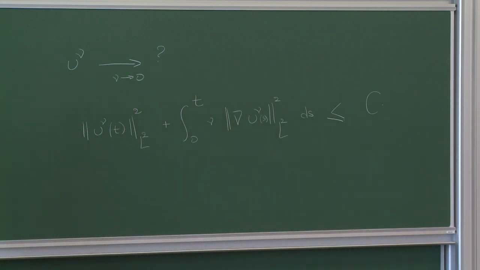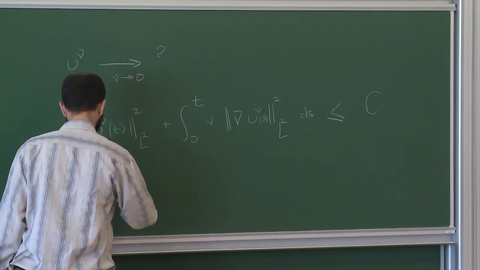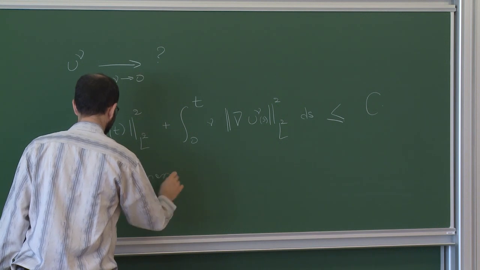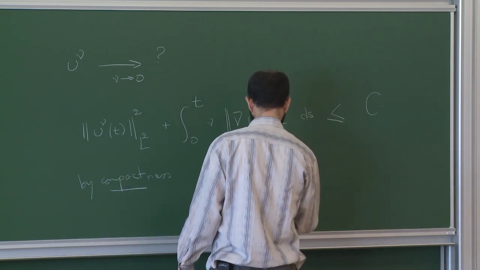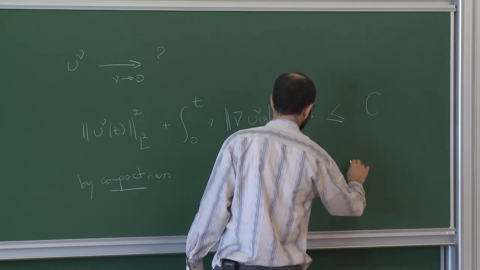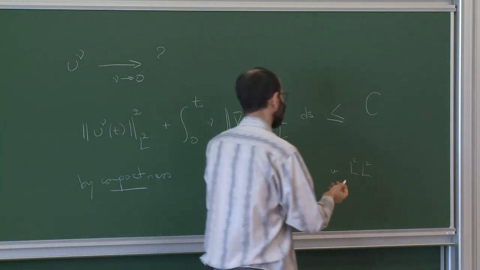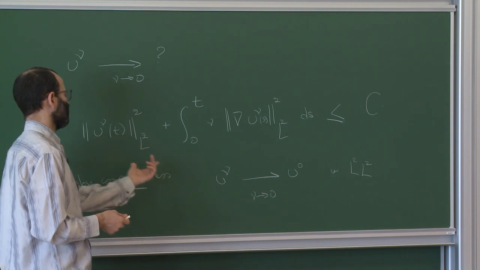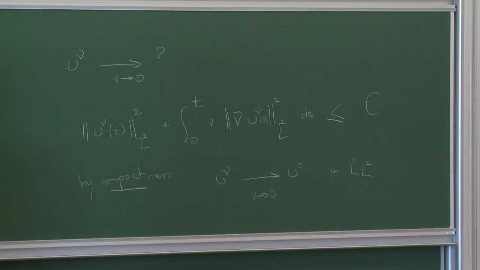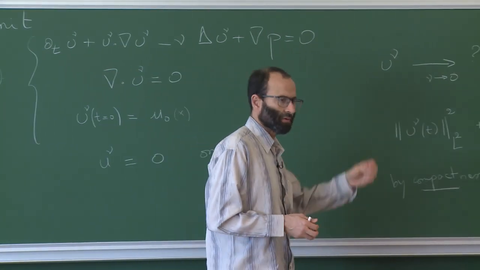Now this uniform bound, if you want to use some compactness method, all you can deduce is that by compactness u nu will converge weakly to some u zero when nu goes to zero, let's say in L2, because you have this bound. Locally in time, and it's not a problem of long time, you just take small time. But then if you have this weak convergence, you cannot pass to the limit in the nonlinear term. And it's not a question about being in the interior or not in the interior.